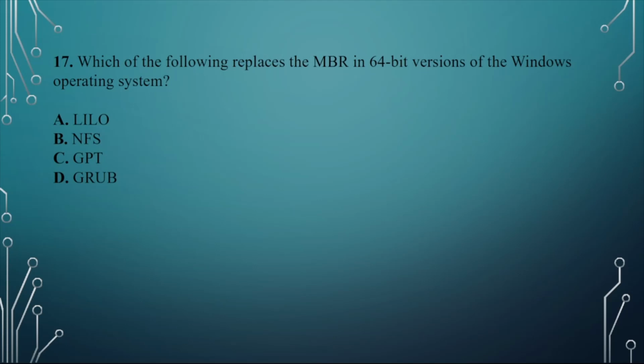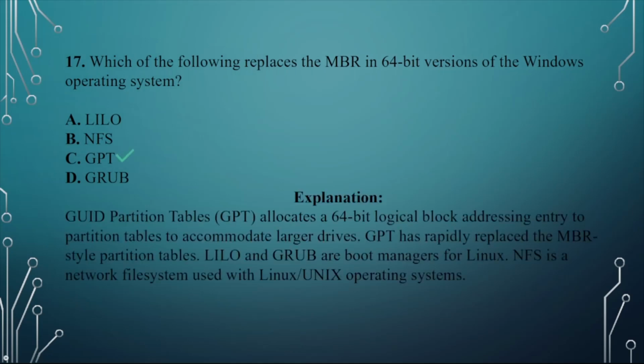Question number 17. Which of the following replaces the MBR and 64-bit versions of the Windows operating system? A. Lilo or LILO, B. NFS, C. GPT, D. Grub. The answer here is C.